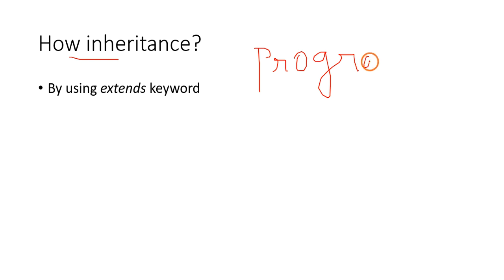Okay, how do you represent or implement inheritance in Java programs? It is done by using a keyword called extends. By using the extends keyword, we will represent or implement inheritance. We will see how to do that in the next video where I give the demo.